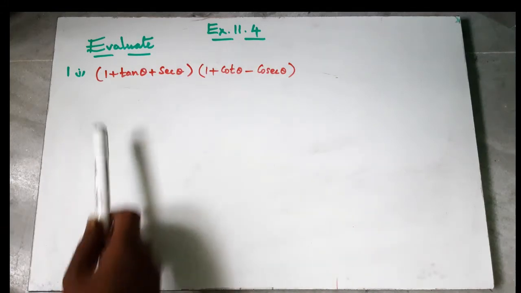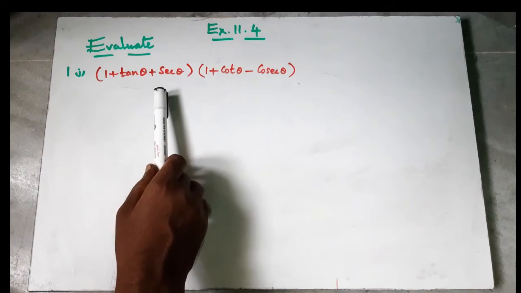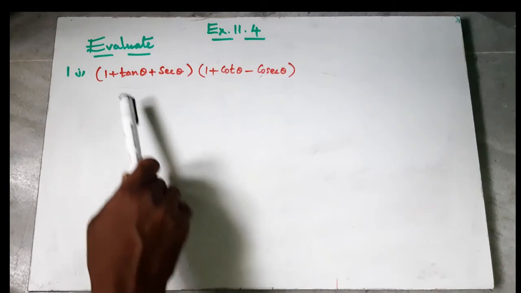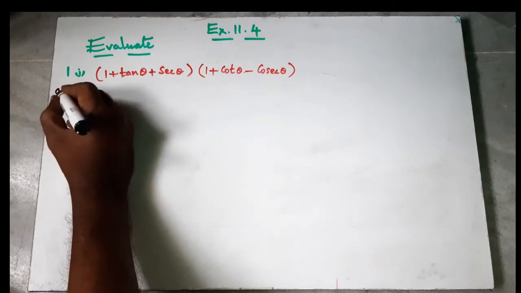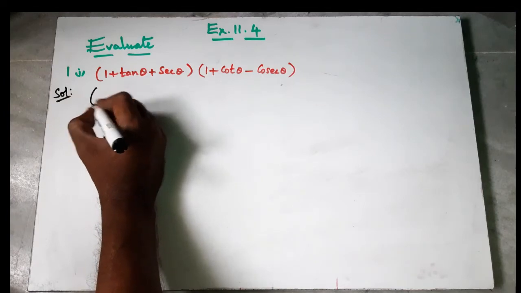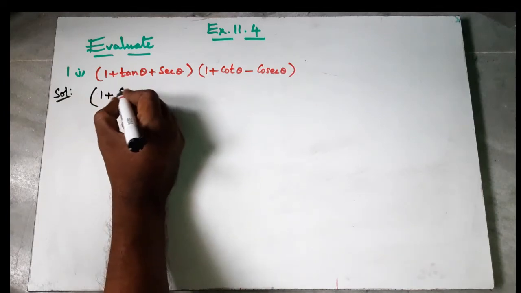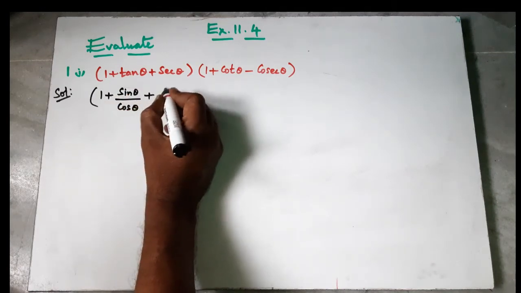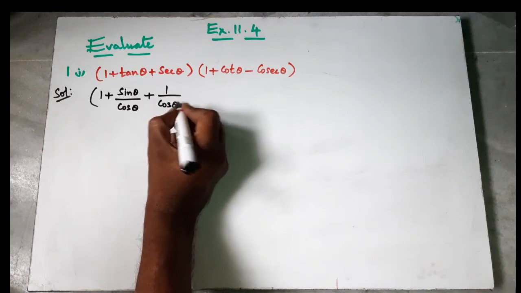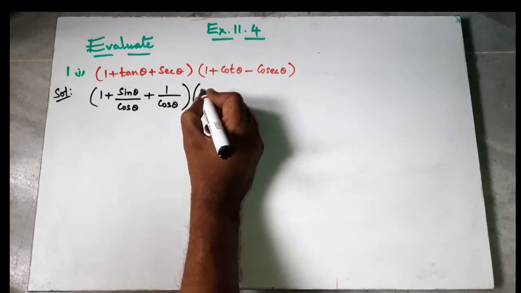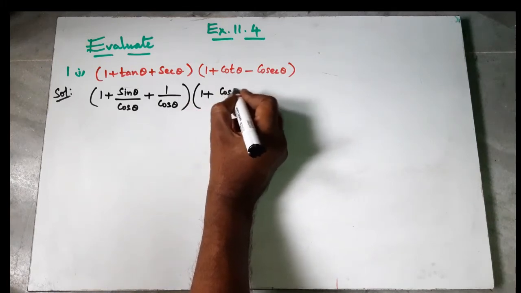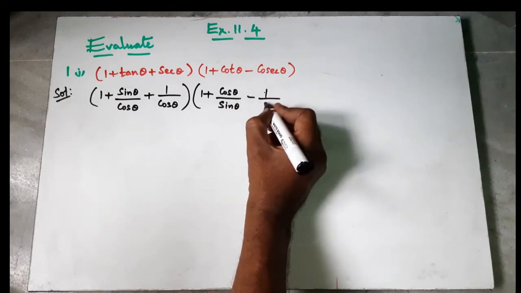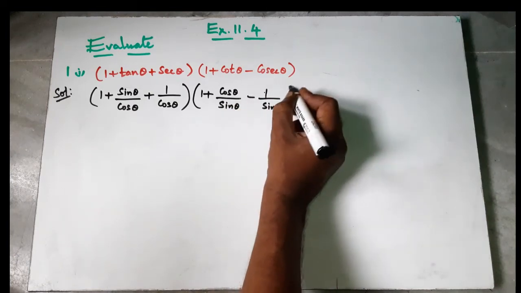Let us see here. So in the first problem you are having 1 plus tan theta plus sec theta into 1 plus cot theta minus cosec theta. So here first of all we have to convert all these trigonometric ratios in the terms of sin and cos. 1 plus tan theta can be written as sin theta by cos theta, plus sec theta can be written as 1 by cos theta, into similarly cot theta can be written as cos theta by sin theta, minus cosec theta can be written as 1 by sin theta.